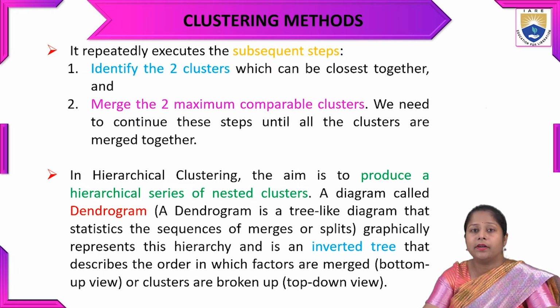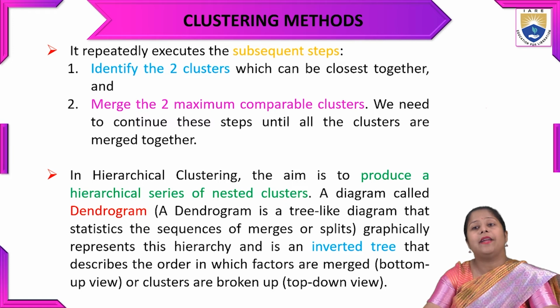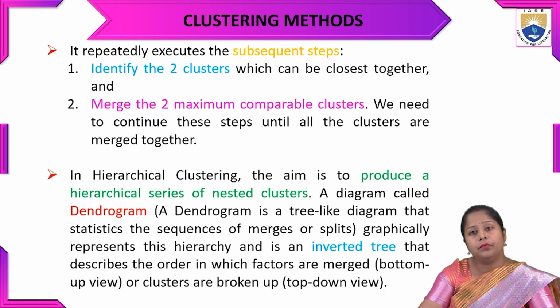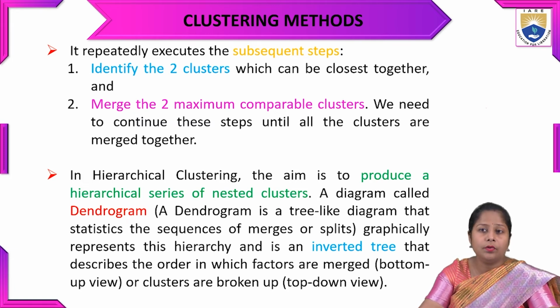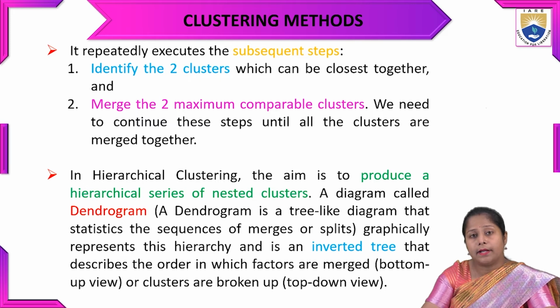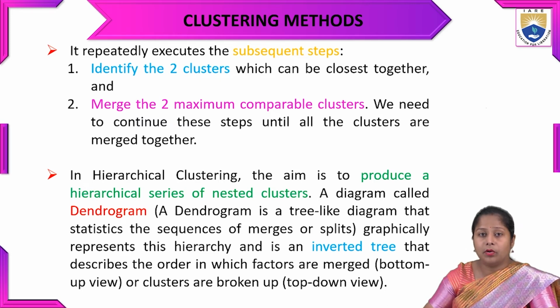That inverted tree works from top to bottom, and it describes the factors that merge in the bottom view. Clusters are broken up in the top-down view. So these are the two views. If merging is happening, we see the bottom-up view. If clusters are breaking at some point, that will be the top-down view.